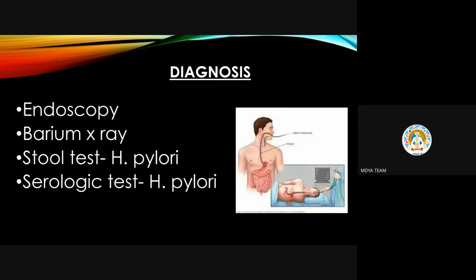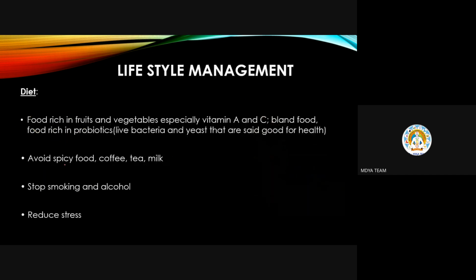Diagnosis is done by endoscopy, barium X-ray, stool test, in which we check whether H. pylori is there, and a serological test for H. pylori. Lifestyle management: food rich in fruits and vegetables, especially vitamins A and C. Bland food, that is blended food. Food rich in probiotics. What is a probiotic? It is live bacteria, like yeast, which is also a kind of bacteria. What is the bacteria present inside curd?